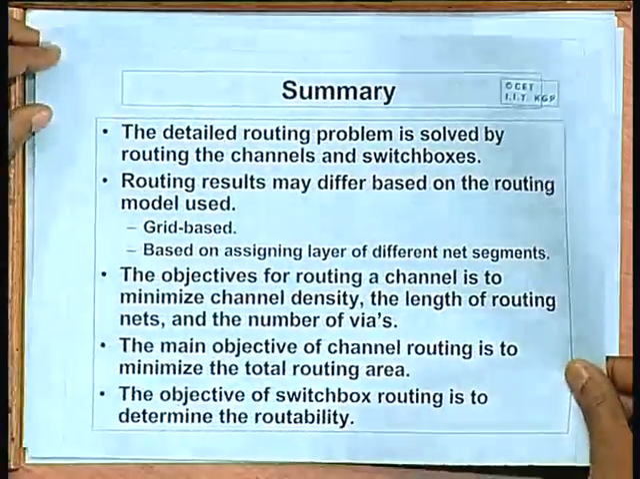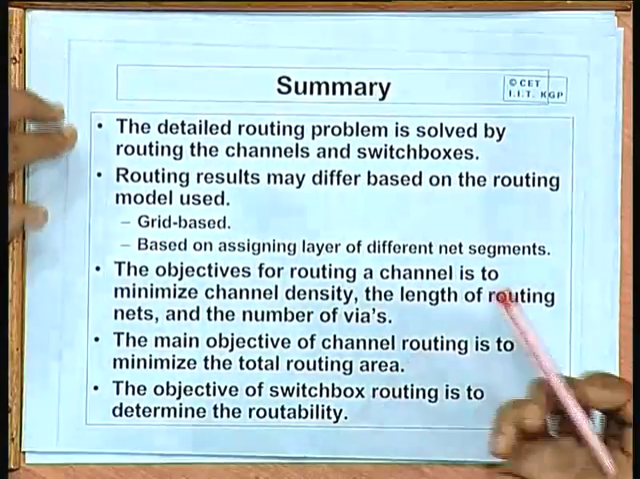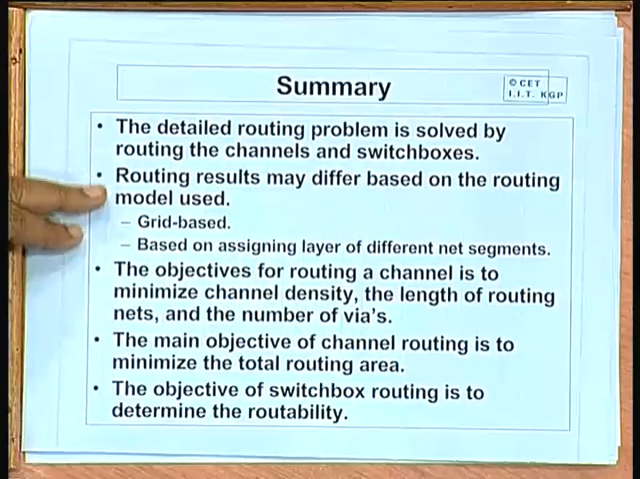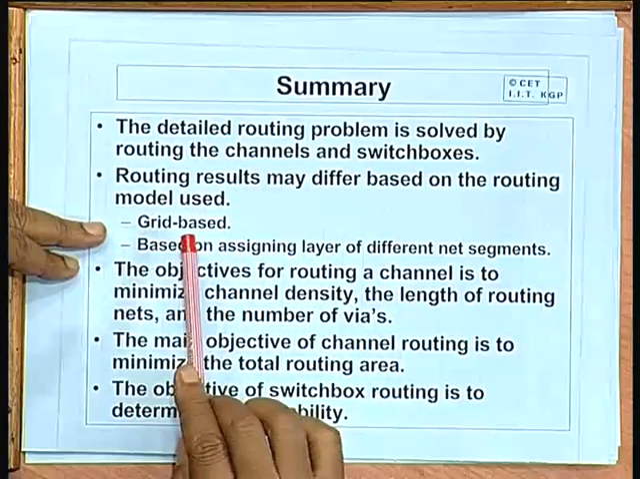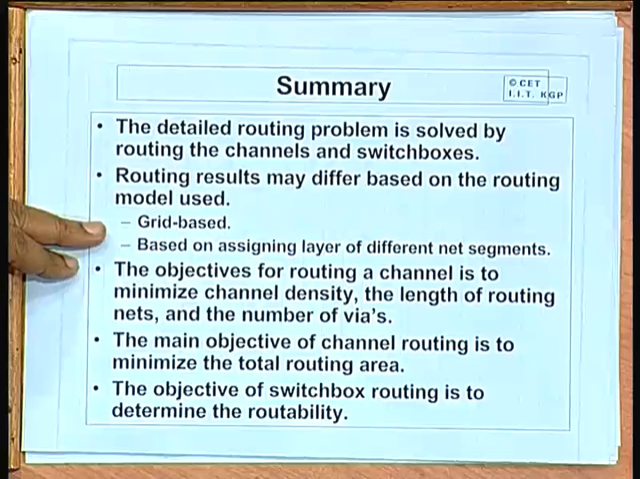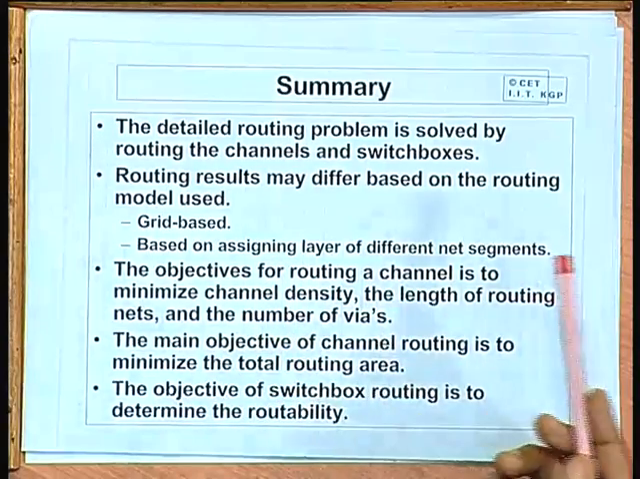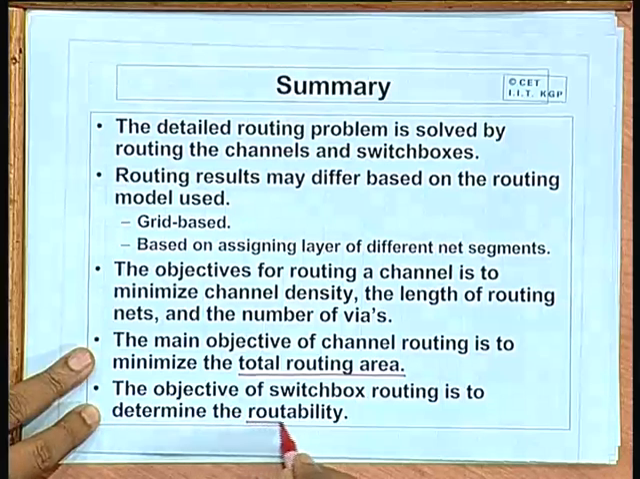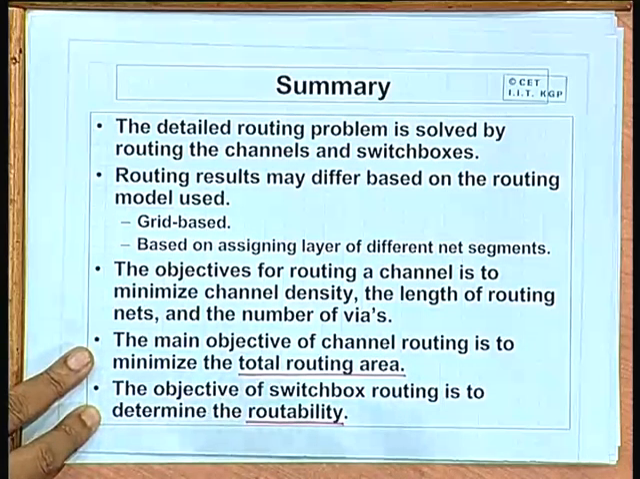So, to summarize, we have seen that there are two kinds of problems, channels and switchboxes. Grid based model is the most popular, which we have seen so far. Different net segments we are assigning to different layers and tracks. So, the main objective of channel routing is to minimize the channel height, the total routing area, but for switchbox routing the main concern is routability, to complete the routing.